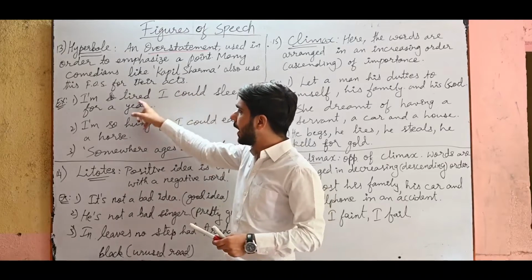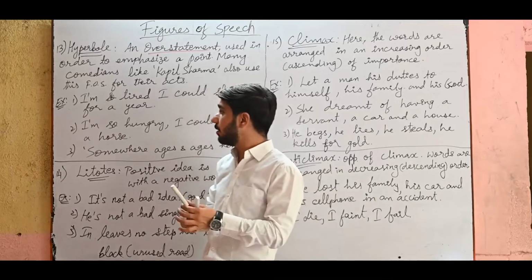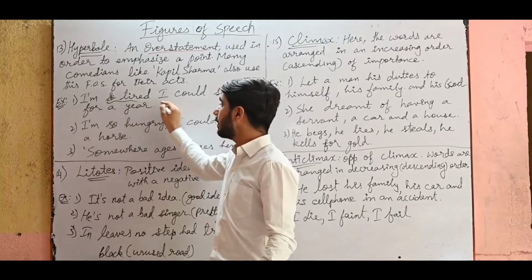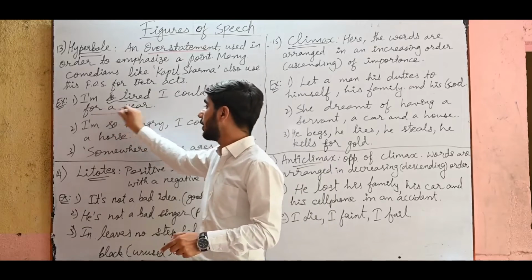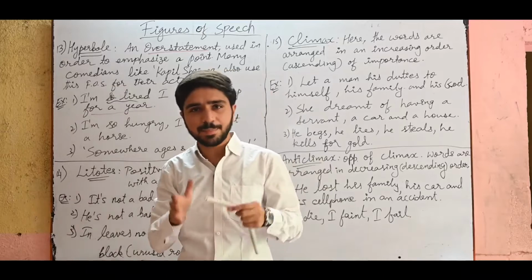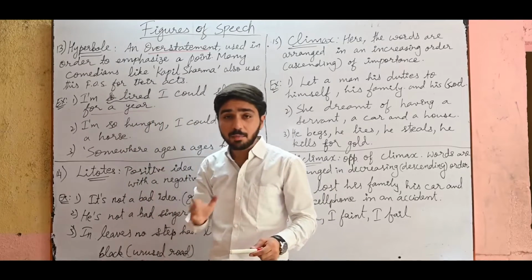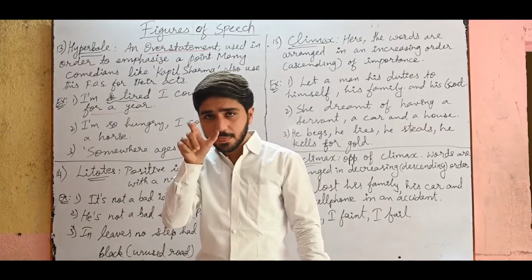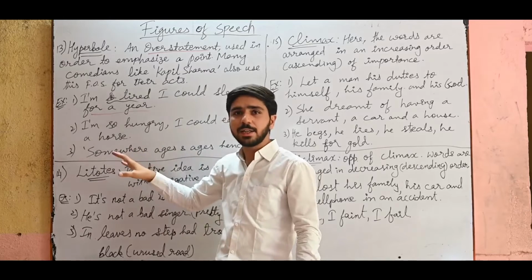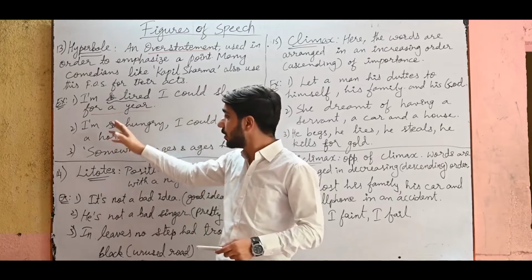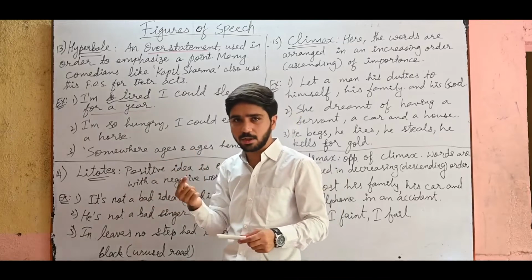See the example. I am so tired I could sleep for a year. Here the speaker wants to say that he is very tired. He is extremely tired, so tired that he could sleep for a year. But actually we know that in the practical world it is not possible. We cannot sleep for a year. But what the speaker is emphasizing is the fact that he is very tired, that he wants to sleep for a long time. So here "for a year" means he wants to sleep for a long time, not actually for a year.